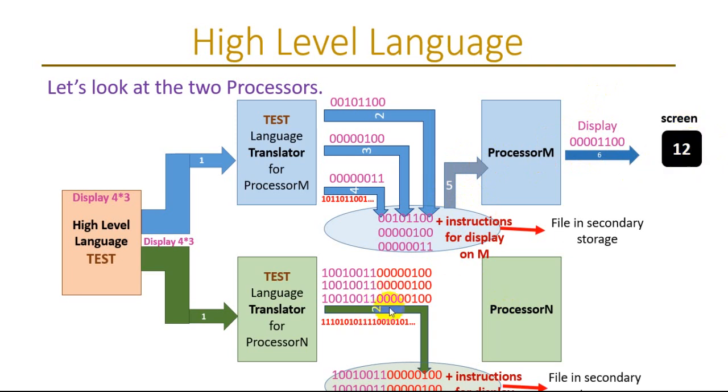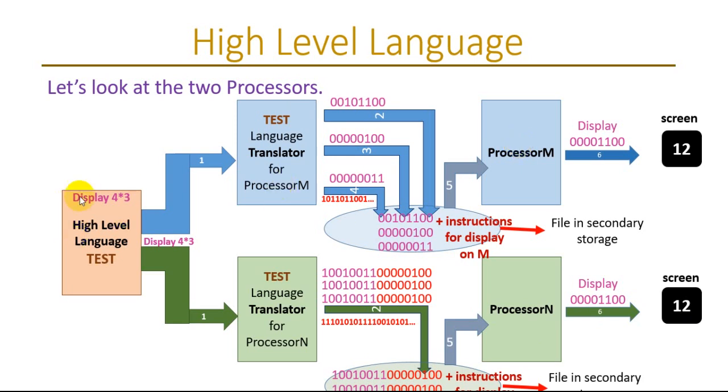Here it doesn't support multiply, but the translated version says add it 3 times. So it will add it 3 times, send it to this, come up with the same result, display 12 and show. So this is how translators help make the processors independent of the machine language.